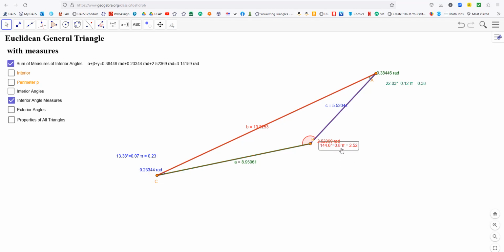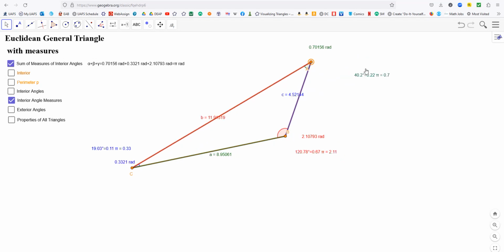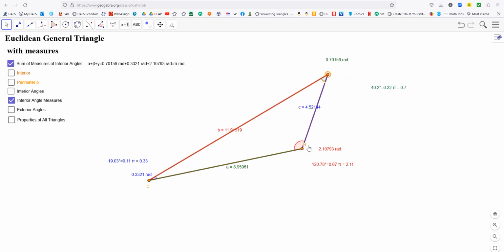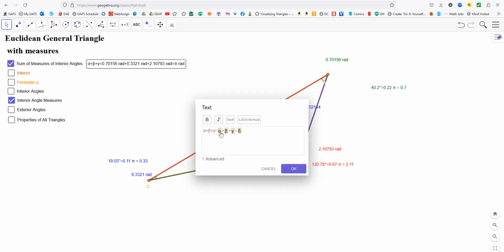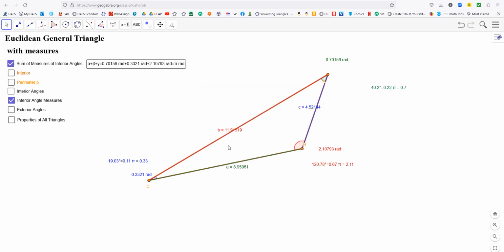Okay, and here we have this one measured in degrees and radians. Here it is measured in degrees and radians. Of course, this is dynamic as we move this around. These links and things change. But if we add these up, which is what this is doing, it's just adding the measure of those angles, see? And notice that it always turns out to be pi radians.